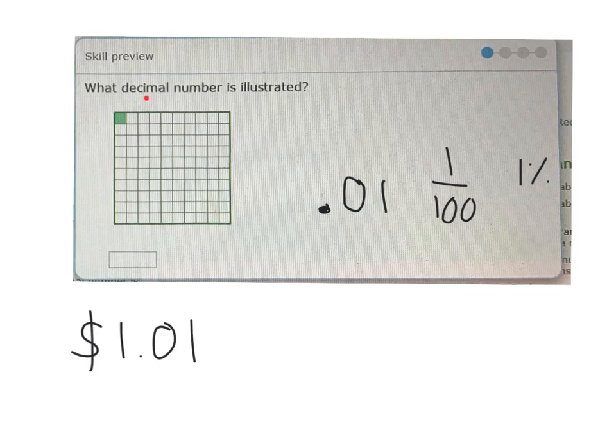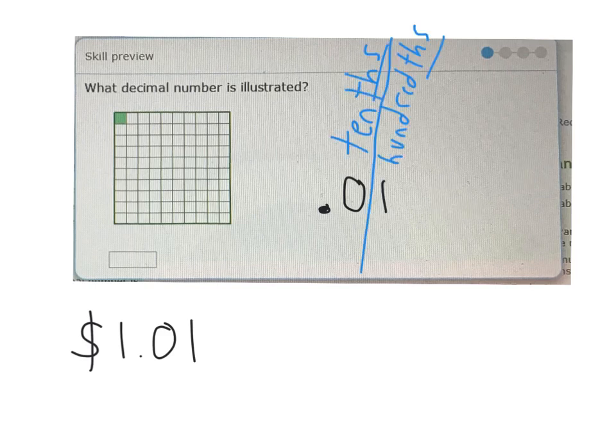So our whole is split into 100. So we put 1 in the hundredths column. So I just wrote that in here. We have 0 in the tenths, but we have 1 in the hundredths because there's 1 colored in out of 100 pieces. So our decimal answer would be decimal 0.01.